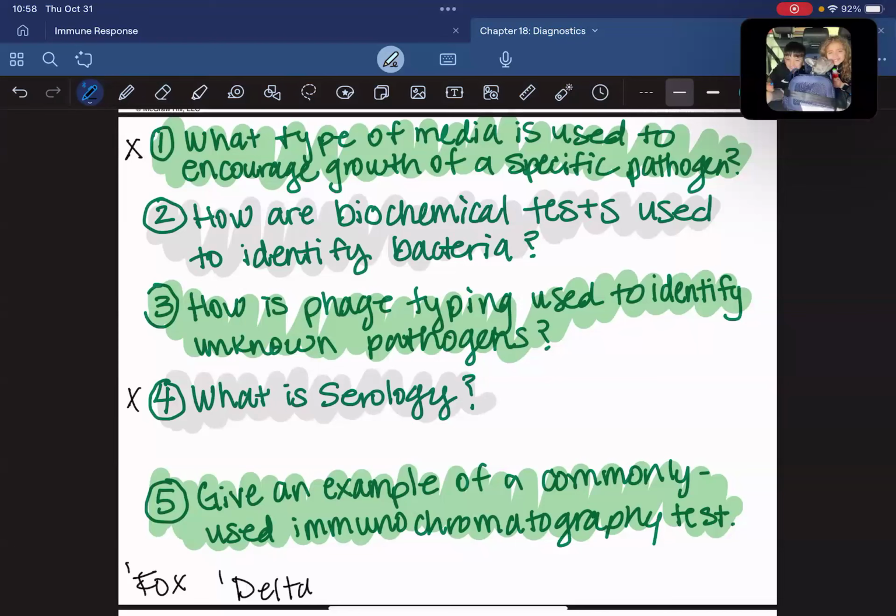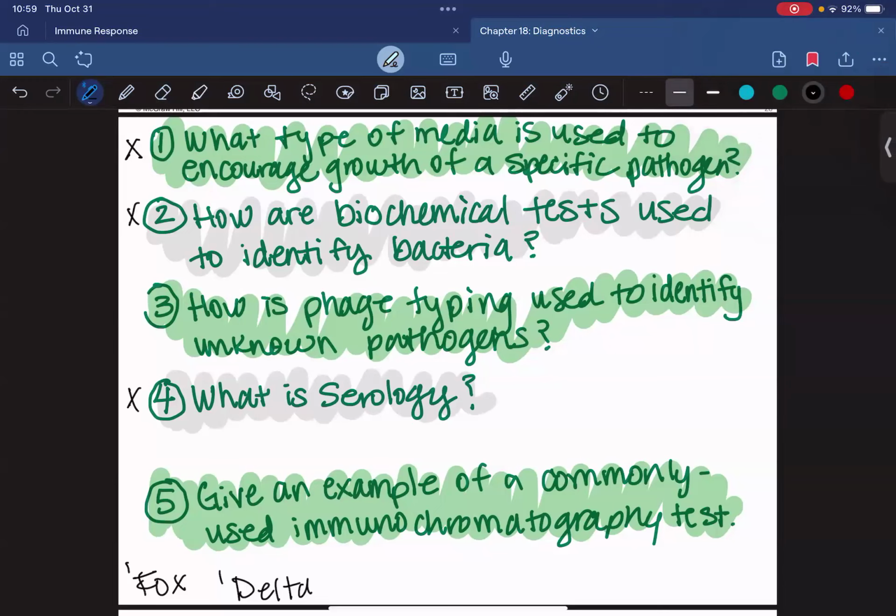Number 2, the biochemical tests, they're based off of a color change, and they use the dichotomous key. Yes, that's right. That's a perfectly good answer. It shows that you're understanding that. That's what these questions are for.